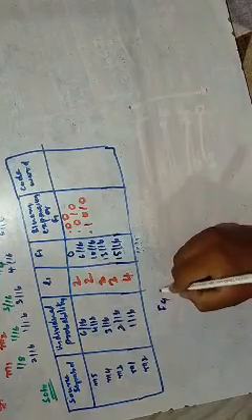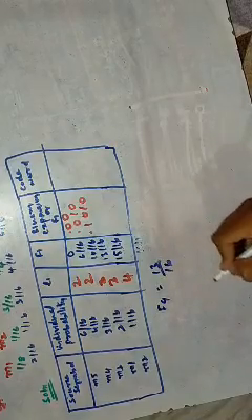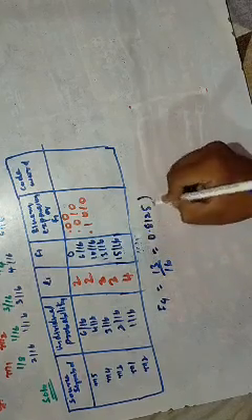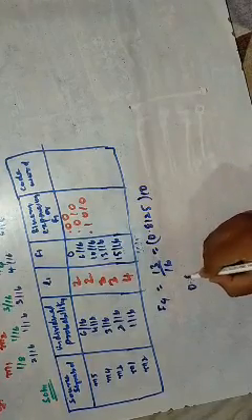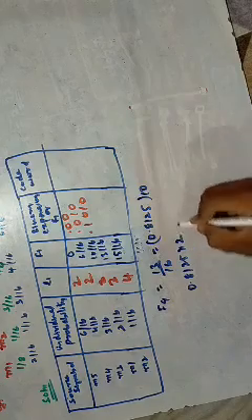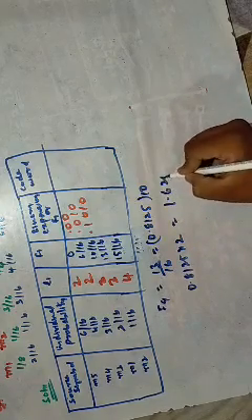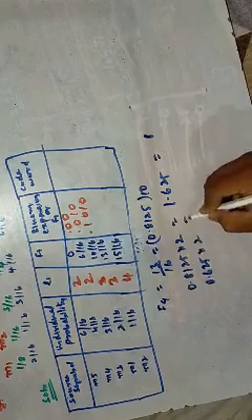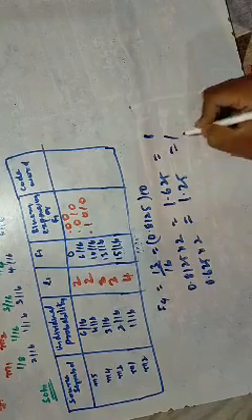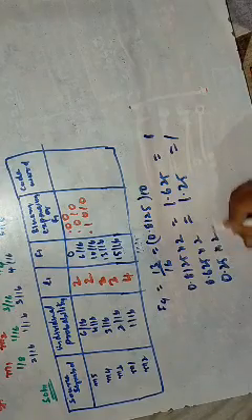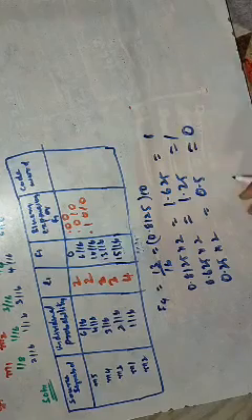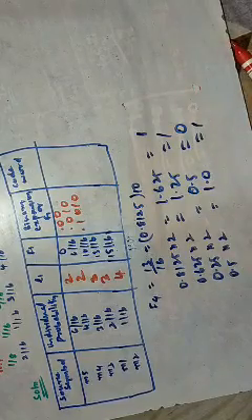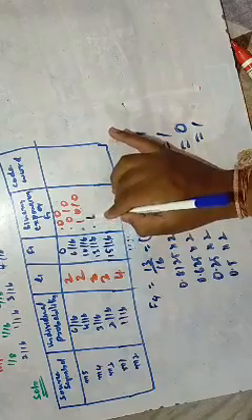Similarly, F4. What is F4? F4 is 13 by 16. This is equal to 0.8125 with respect to 10. 0.8125 into 2, the answer is 1.625. Carry will be 1. So remaining is 0.625 into 2, the answer is 1.25. The carry is equal to 1. So remaining is 0.25 into 2, the answer is 0.5. The carry is 0. 0.5 into 2, the answer is 1.0. The carry is equal to 1. So the answer is 0.1101.